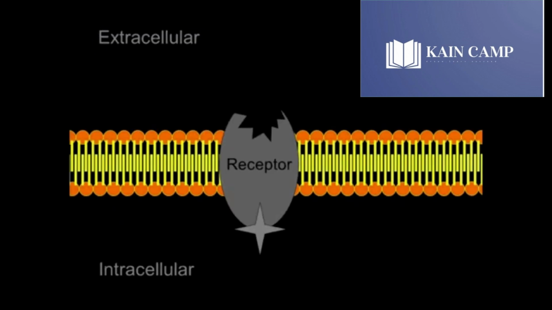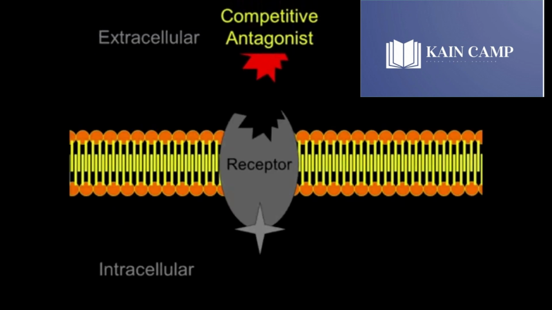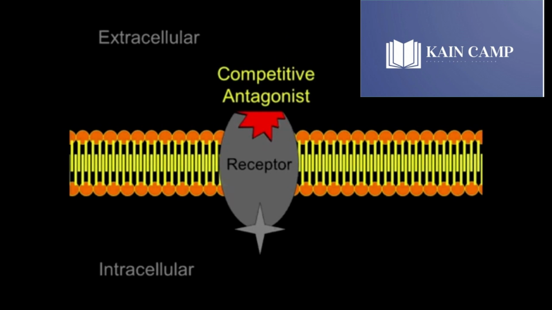The first class of antagonists are competitive antagonists. What competitive antagonists do is bind with the receptor at the activating site where agonists normally attach. When a competitive antagonist attaches, the agonist doesn't find the place, so the agonist will move on and the receptors are not going to be activated. They remain in the inactive state because no agonist is present.